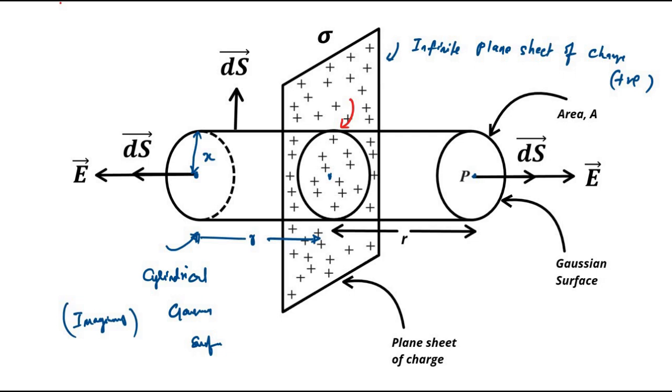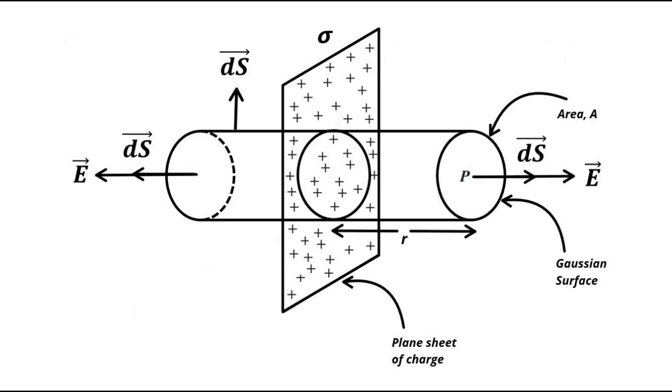Another important thing, the surface charge density is given. It is sigma coulomb per meter square. The charge is uniformly distributed with surface charge density sigma coulomb per meter square. So for every square meter, we have sigma amount of charge there on the plane sheet. Again, here, let me use a clean diagram.